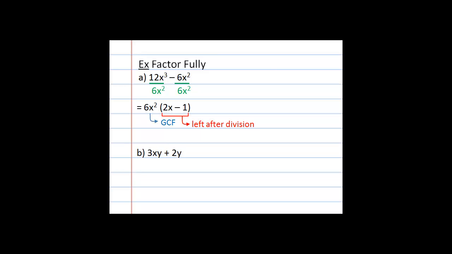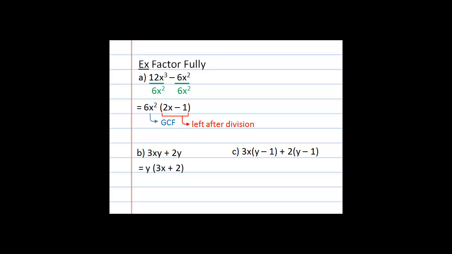So like I said, 3xy plus 2y. If I look at this, the only thing that's common to both of these terms is just the single y. So this time I'm going to take out the y, and in brackets I'm going to put what's left over after I divide: 3xy divided by y and 2y divided by y. I'm not going to show the division this time, but I'll be left with 3x plus 2. Okay? We're going to use this example now to look at the next one.